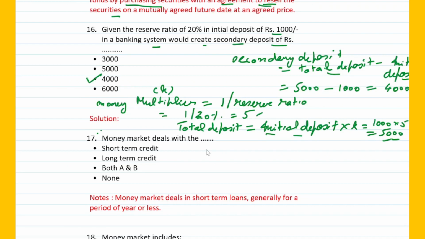I'll repeat it once again. Basically, to calculate any kind of deposit or total deposit, you need something called money multiplier. This is termed as K. The formula for money multiplier is 1 divided by reserve ratio, right? Then you calculate total deposit. The formula for total deposit is initial deposit into K, or K times the initial deposit. Then if you have to calculate the secondary deposit, whatever total deposit you calculated here, if you just simply subtract initial deposit from it, you will get the secondary deposit. Hence 4000 is the right answer, right?